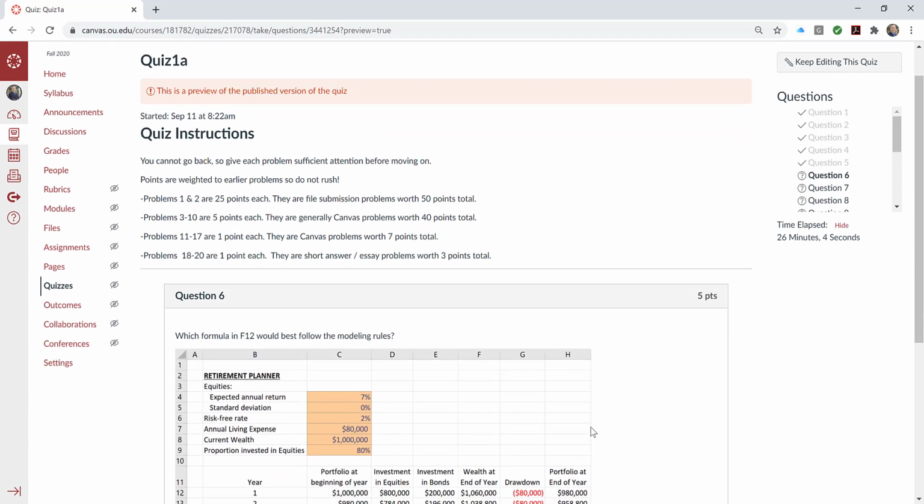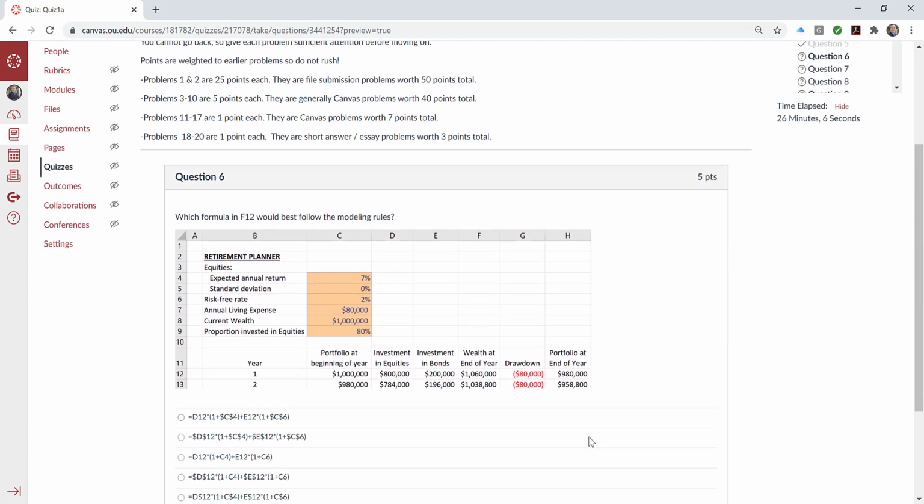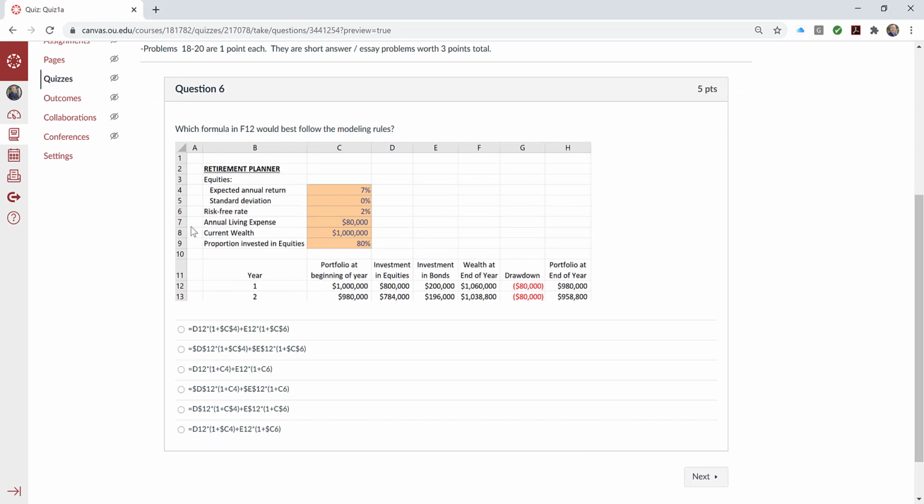The next question was about a retirement planner. And if I were doing this problem, F12 is the formula I'm interested in. It's wealth at the end of the year. I could rack my brain and think, well, how do I calculate that? Or I could notice that every single one of these takes D12 times 1 plus C4 plus E12 times 1 plus C6. I say, okay, well, I don't really have to think about the math. I just have to think about the modeling rule and copying this down.